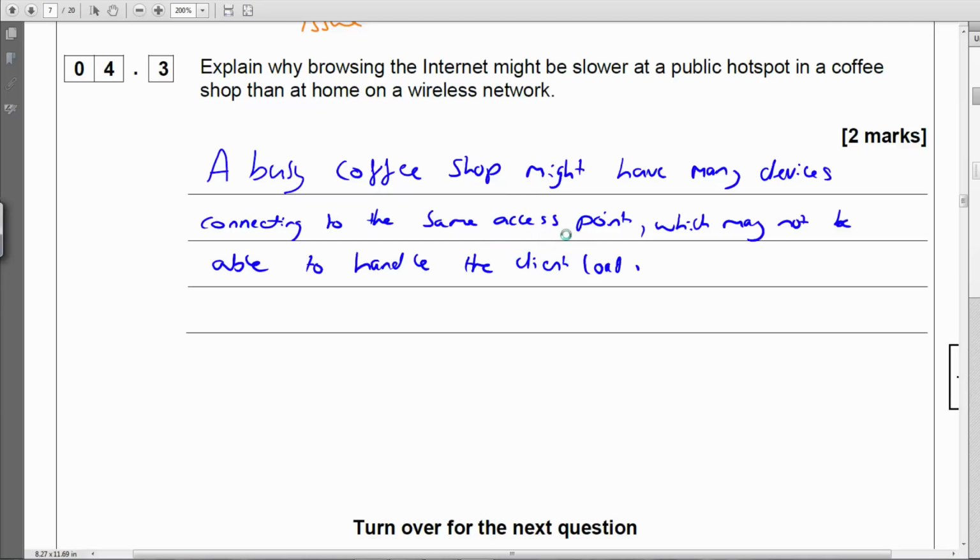A second reason might be on the same theme, about data collisions. I mean, this might get us 2 marks. I kind of doubt it. It's a weak answer, if I'm honest. I'll see if I can think of a better one. But another one might be data collision. So we talked about the carrier sense protocol, which is designed to avoid data collisions. Well, data collisions still do occur, and they might occur because of lots of devices transmitting.